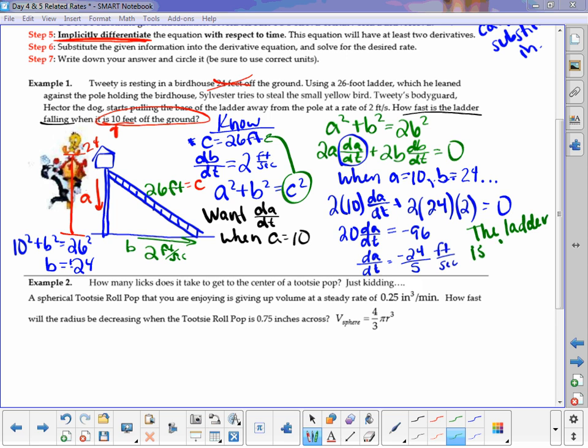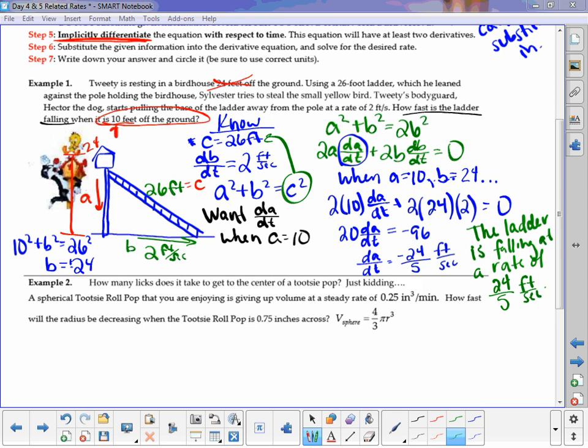So when we answer the question, we say the ladder is falling at a rate of negative 24. Oh, I just said what not to do. Do as I say, not as I do. At a rate of 24 over 5 feet per second.